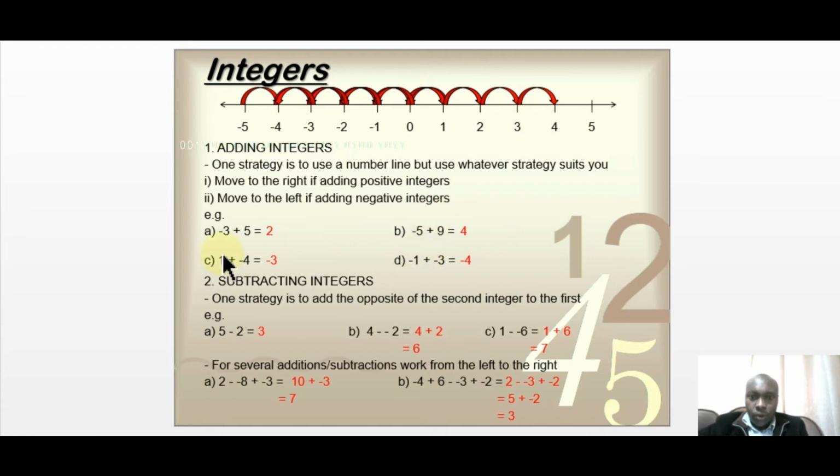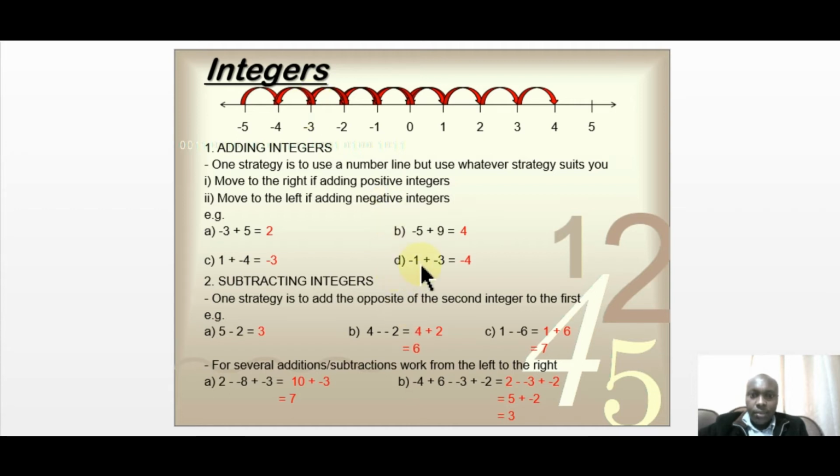Let's go to an example where we are adding a negative integer. When you are adding a negative integer, we move to the left. So let's look at this one, C. 1 plus negative 4. When you're adding a negative integer, we move to the left. So you're going to stand at positive 1. We move 4 steps to the left because we are adding a negative integer. So from this point, 1, 2, 3, and 4. We stop at negative 3, and negative 3 is our solution.